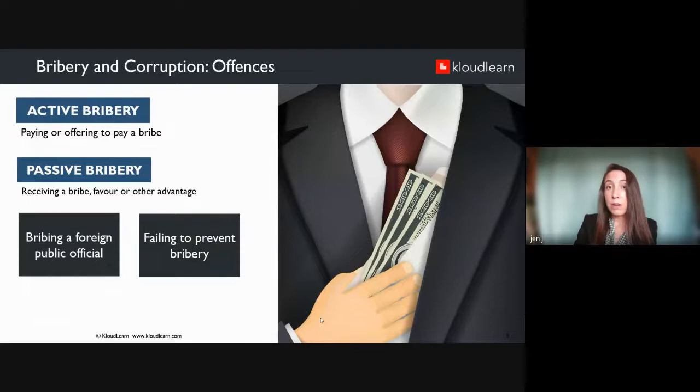Let's look at bribery and corruption offenses. There are two main kinds of bribery: active bribery and passive bribery. Active bribery refers to paying or offering to pay a bribe, whereas passive bribery refers to receiving a bribe, favor, or other advantage. So are you the person doing the bribing, or are you the person receiving the bribe? Both are offenses. And this includes bribing a foreign public official or failing to prevent bribery.